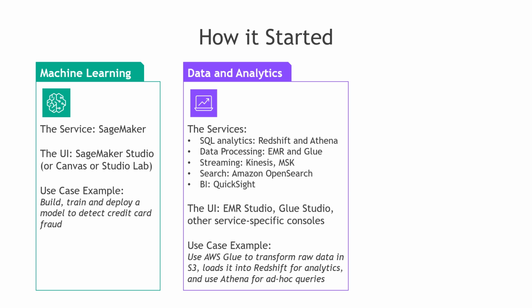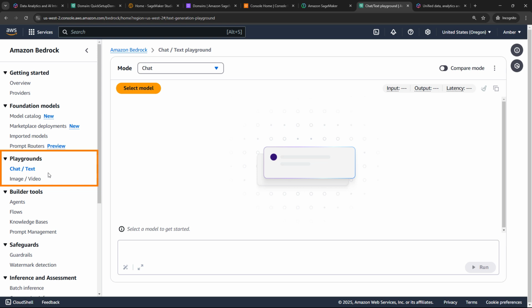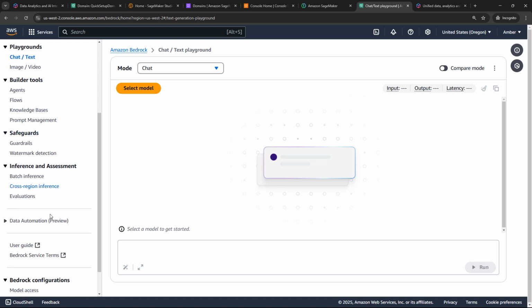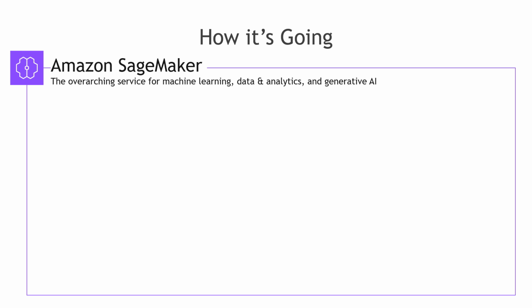Then we have kind of the new kid on the block with Generative AI, and the core service here is Bedrock. For the UI, there are some playgrounds under Bedrock in the console, one for chat and text, one for video and images, and then there's also Bedrock Studio, where you can create different workspaces, but you'll notice the message up here that Bedrock Studio has been renamed to Amazon Bedrock IDE, and is available in the SageMaker Unified Studio, which is the perfect segue to where we are today.